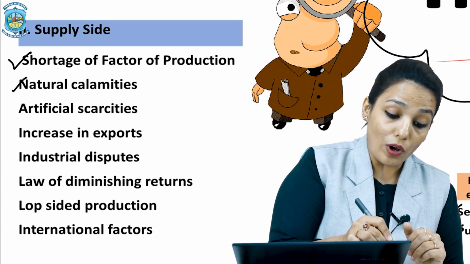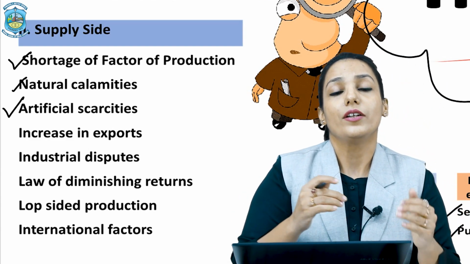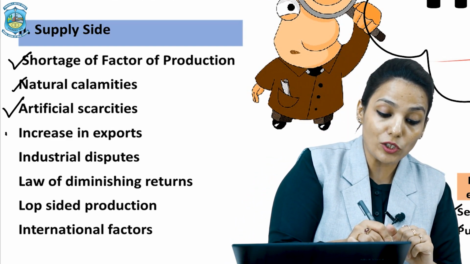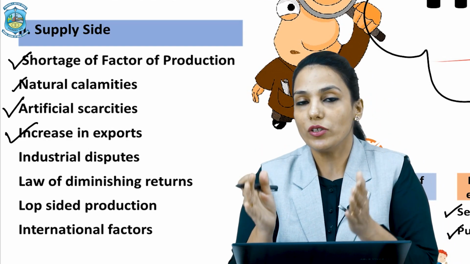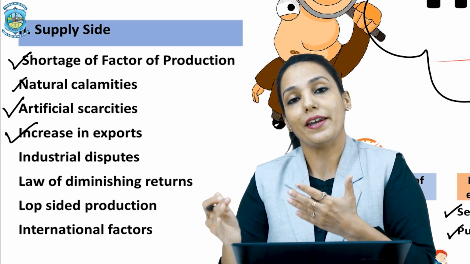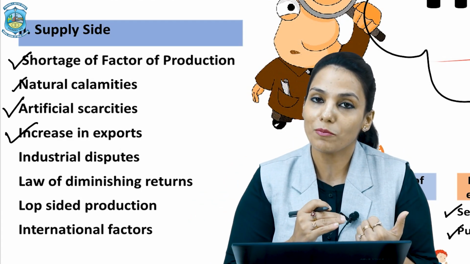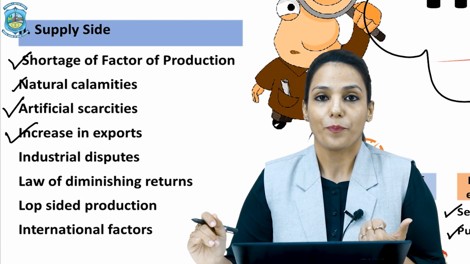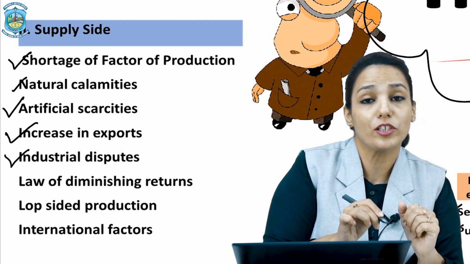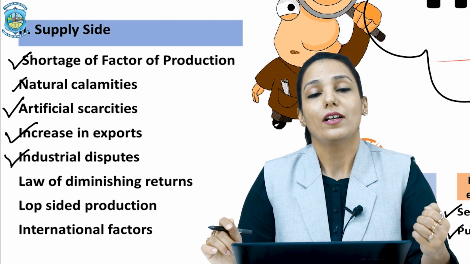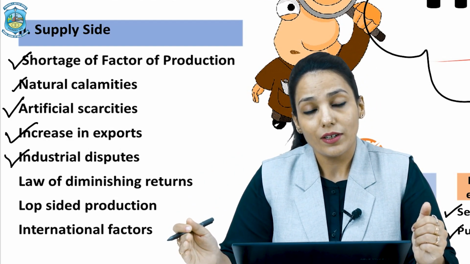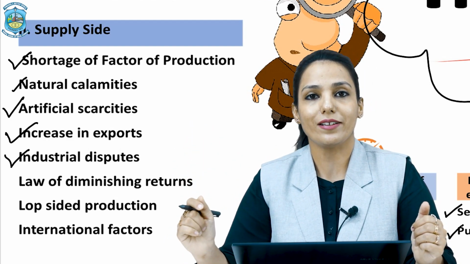Or it can be due to artificial scarcity created to make more profit. Or it can be due to increase in exports. The goods and services are aimed for the external or international market, and as such there is a crunch in the domestic market. Due to this shortage of goods and services, the prices have increased. Or due to industrial disputes which lead to strikes and lockouts and disrupt the production. If production is disrupted, then supply of goods and services will decrease.